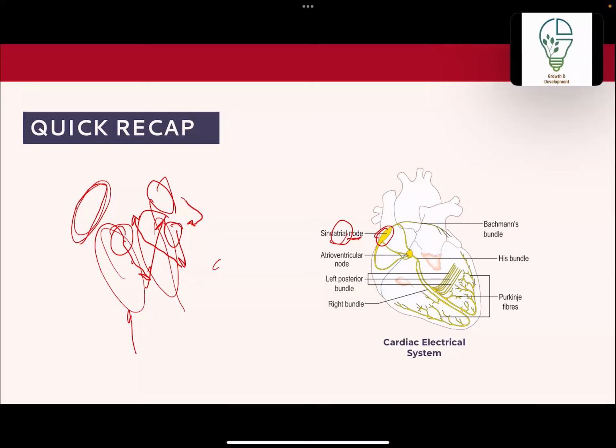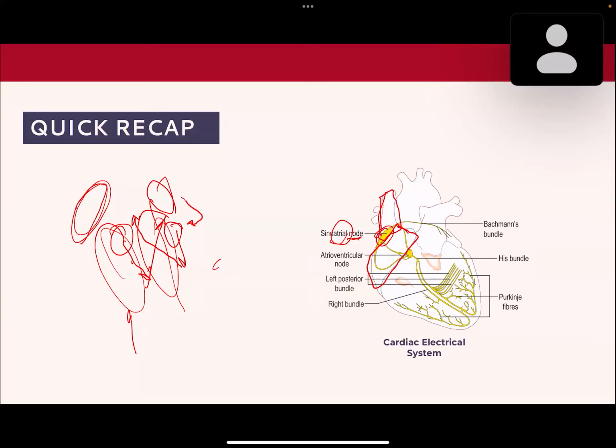Can anyone tell me what this location is exactly? Does anyone know what this is? Right atrium. Exactly. And what is this part? So between the right atrium and the superior vena cava? Exactly. So that's why the sinoatrial node is located between the superior vena cava and the right atrium. And you guys should remember this. Like, why is it called atrium? Because it's located in the right atrium.